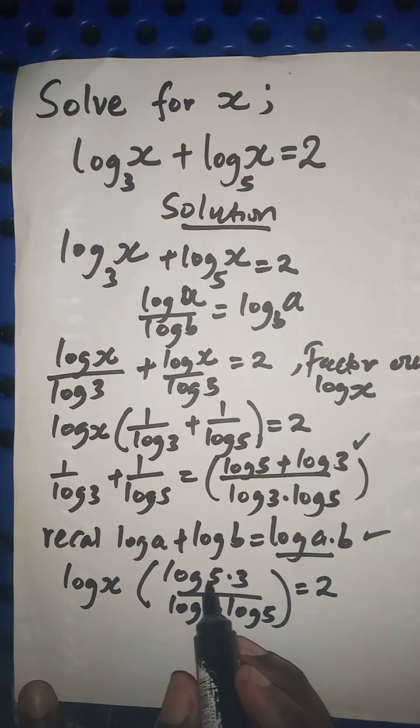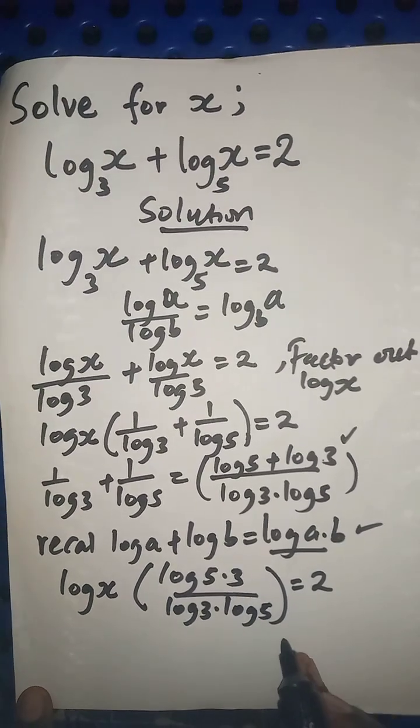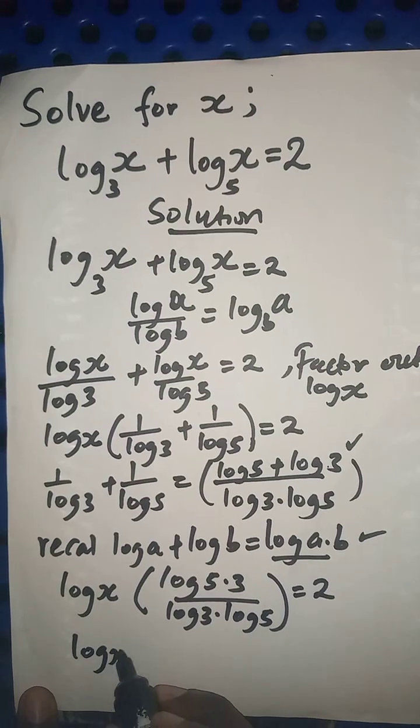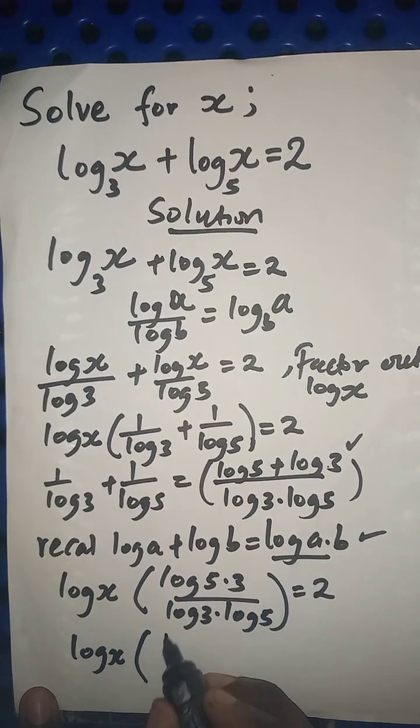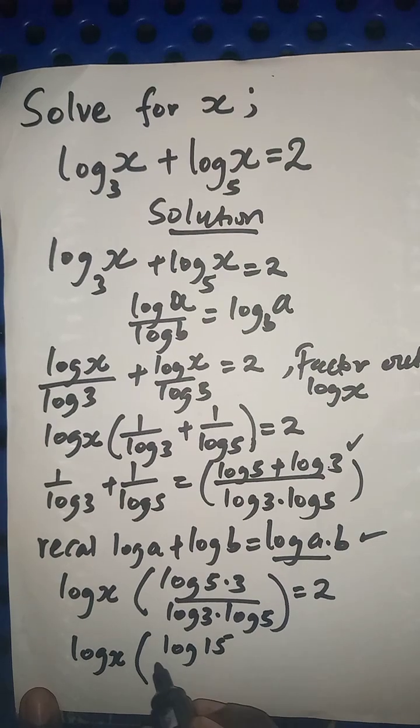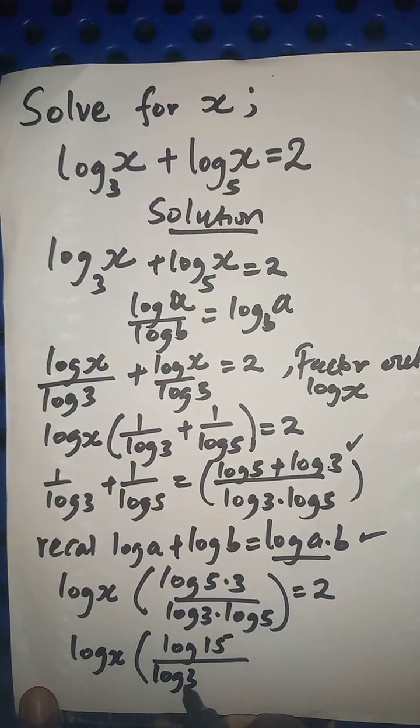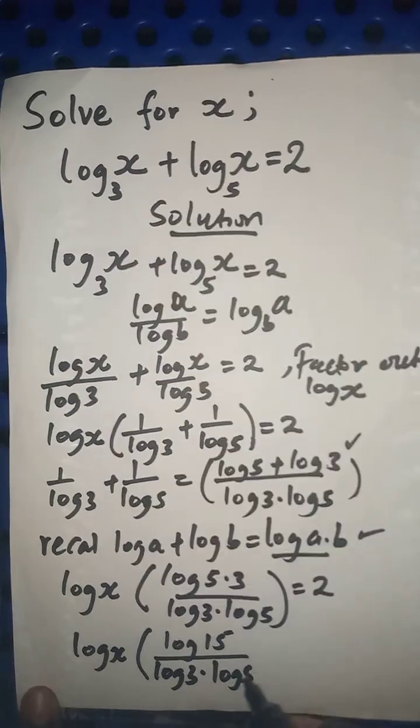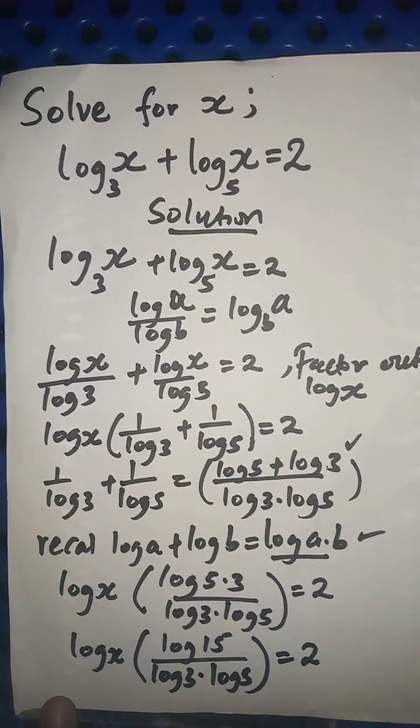Of course, when you multiply 5 times 3, I'm going to end up with the log of x, in bracket, the log of 15 divided by the log of 3 multiplied by the log of 5 should give me 2.